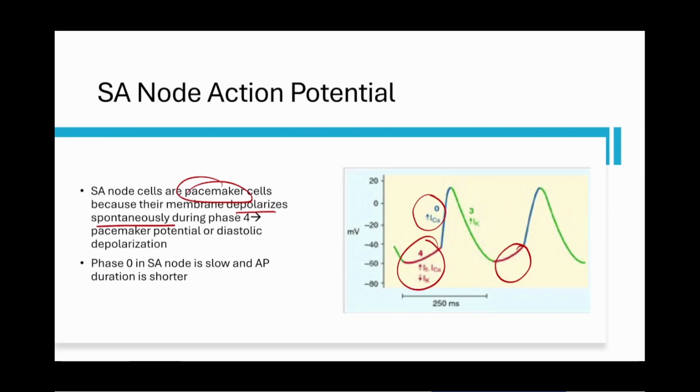sodium is still depolarizing the cell. But calcium is moving too, right? What's special about the calcium that comes into the cardiac cells? What does it cause? Calcium-induced calcium release. So you have a larger flux of calcium in these autorhythmic cells because now calcium is playing a role. Phase 0 in an SA node is slow, and the AP duration is shorter.